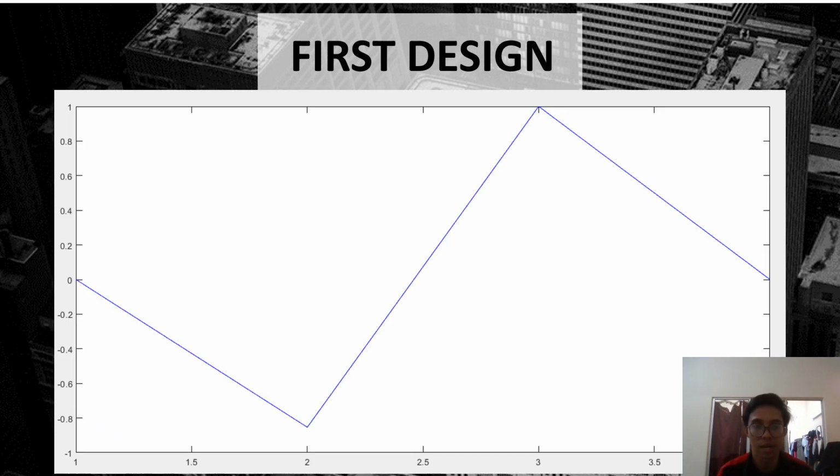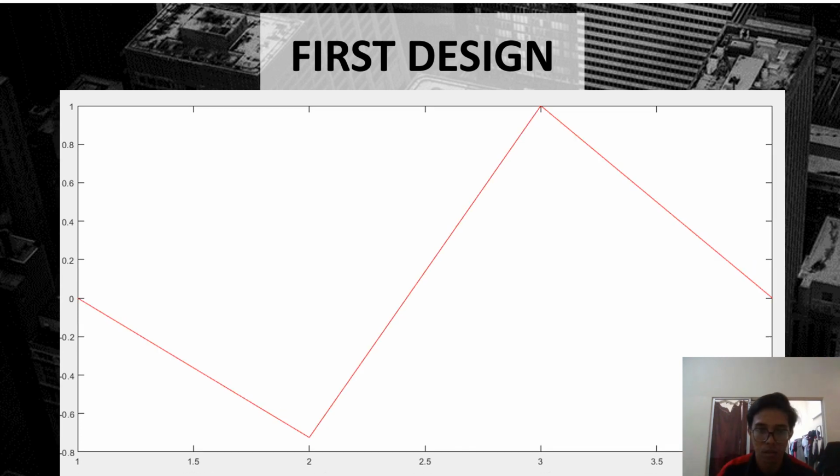Okay, so we can see the first design natural frequency graph, this is the lowest. It starts at 0, decreases to negative 0.8, and increases to 1. And for the highest natural frequency graph of the first design, we can see that the graph decreases proportionally from 0 to negative 0.7, increases proportionally to 1, and decreases back to 0.